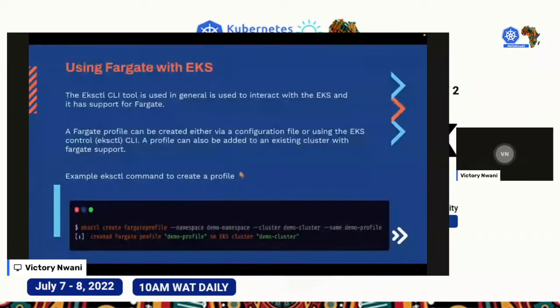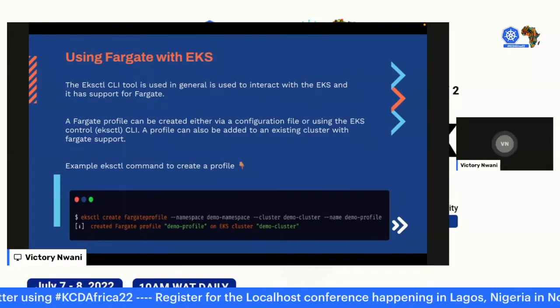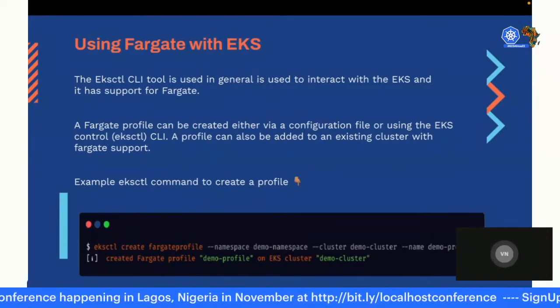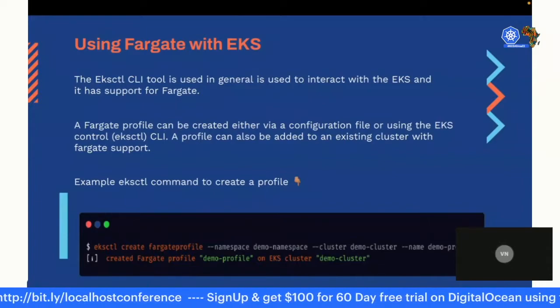You can decide to create the profile at the point where you create the cluster, or you can create the cluster first, then create the profiles later on. But something to note is that you must use the Fargate flag when creating the cluster, because by default, not all EKS clusters have support for Fargate. So at the point where you create a cluster on the EKS, you must specify the Fargate flag so it can create that cluster as a Fargate-supported cluster.